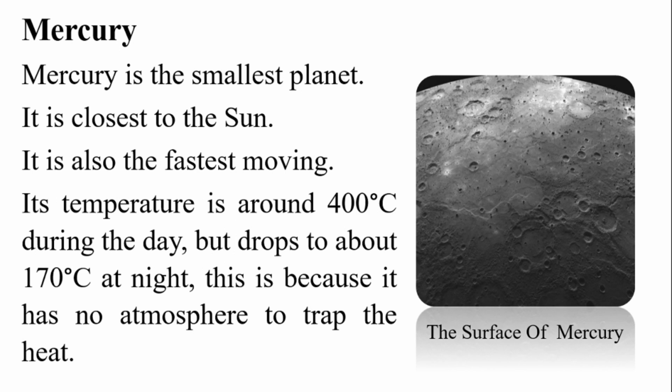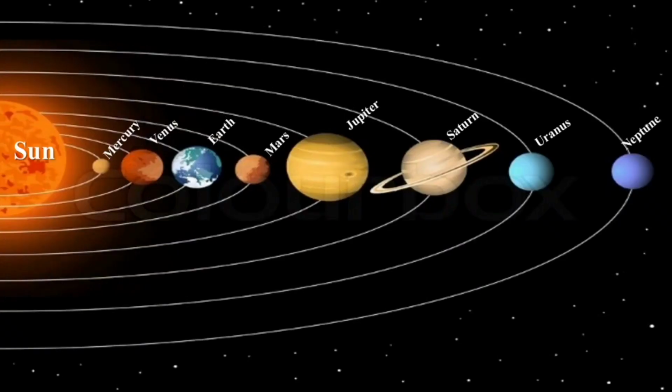During the day, its temperature is around 400 degrees Celsius, but it drops to around 170 degrees Celsius during the night because it has no atmosphere to trap the heat. That is the main reason for the large variation in temperature between day and night. This is the image of Mercury on the right side, showing the surface of Mercury. You can see that Mercury is near to the Sun, and it's a very small planet.